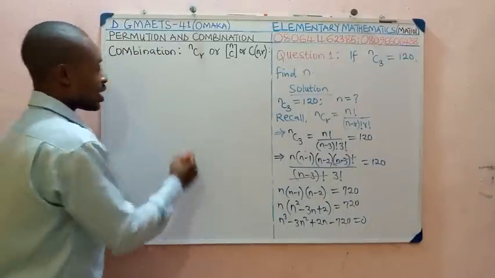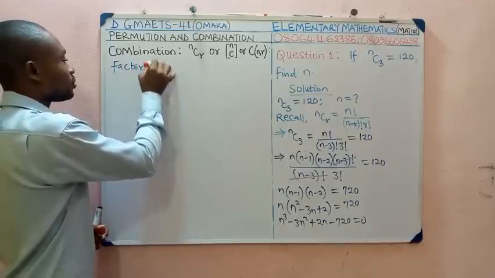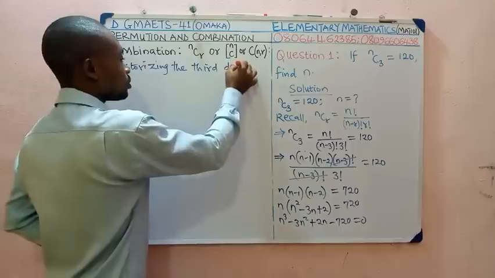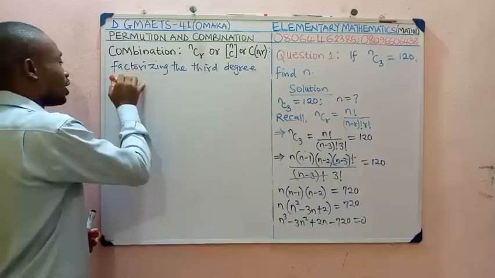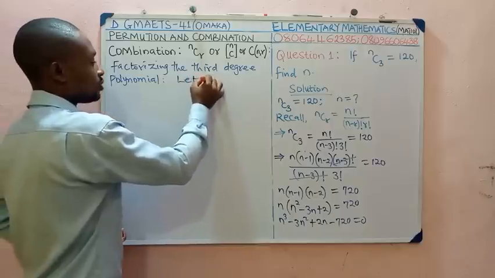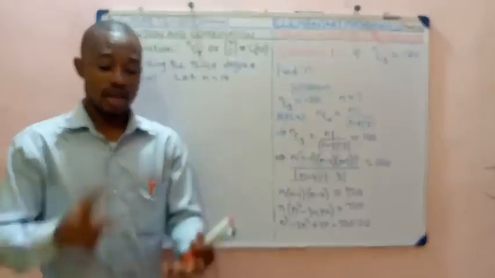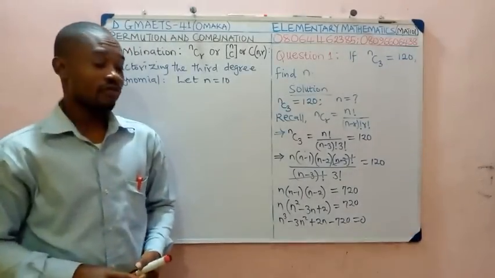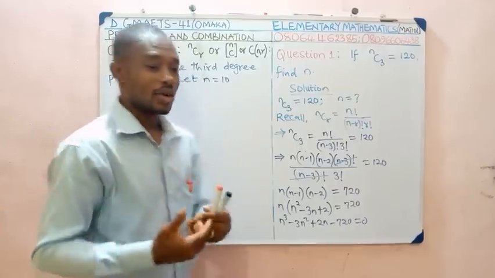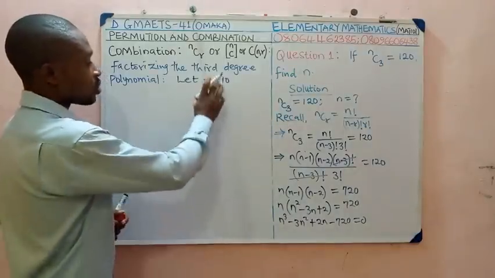So let me say, factorizing the 3rd degree polynomial, let's see what we're going to get. Let n be equal to 10. Let me start from a higher factor of 720. Factors of 720 start from 1, 2, 3, I think 4 is also a factor. Then you continue, next is 6. 8 should be a factor as well, so are you following? In that order. Okay, so 10 is a factor. 10 can divide 720, you get 72. So I'm trying n equal to 10.